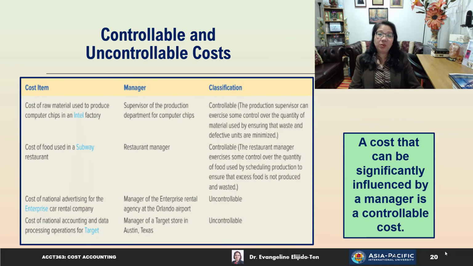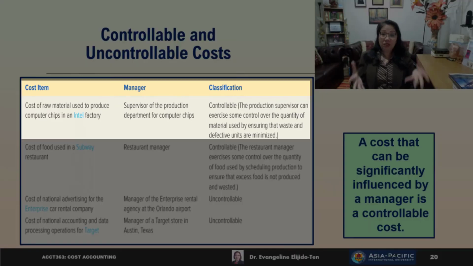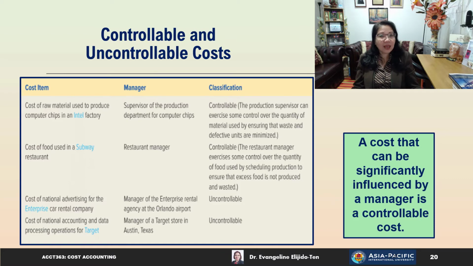Here are examples of cost items, and we will discuss whether each cost is a controllable or an uncontrollable cost. So let's look at the first one, the cost of raw material used to produce computer chips in an Intel factory. The manager that is responsible would be the supervisor of the production department for computer chips. The question is this: can the supervisor significantly influence the cost incurred for the raw materials? The likely answer is yes.